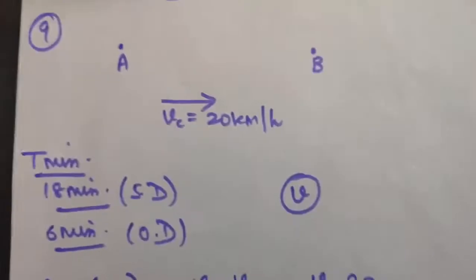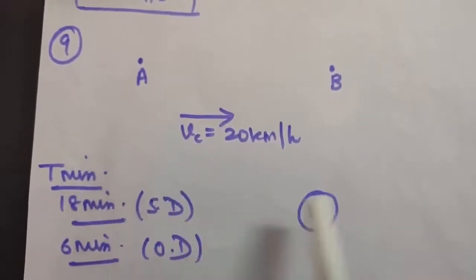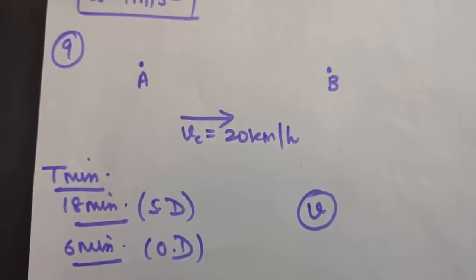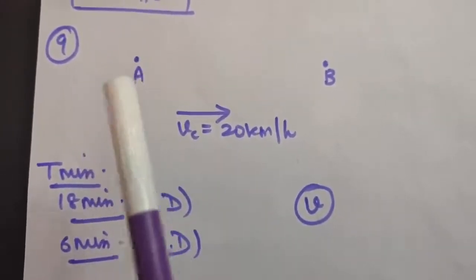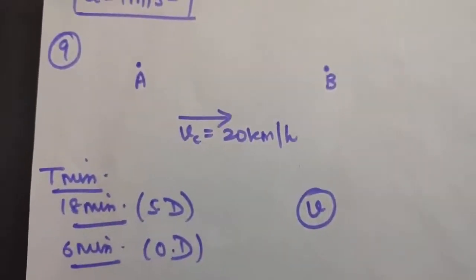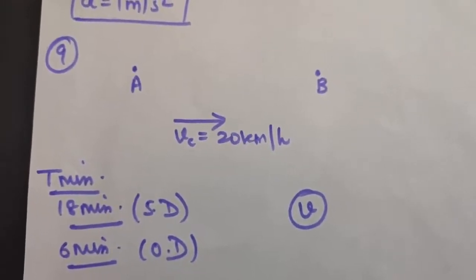So the next is question number 9. It says there are two towns A and B which are connected by a regular bus service, with the bus leaving in either direction every t minutes. That means after every t minutes, a bus is leaving from either direction, either from A to B or from B to A. Now, a man is cycling with a speed of 20 km per hour in the direction of A to B.